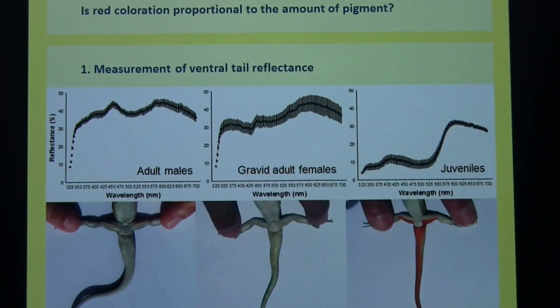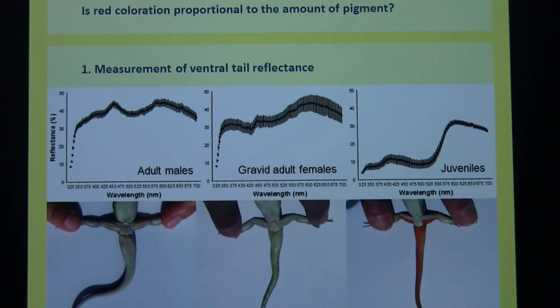To answer this question, we measured with a spectrophotometer reflectance on the ventral part of the tail in adult males, gravid adult females, and juveniles to have the full range of coloration found in the species. With this reflectance data, we calculated brightness that tells if the color is light or dark, and red chroma that represents redness.